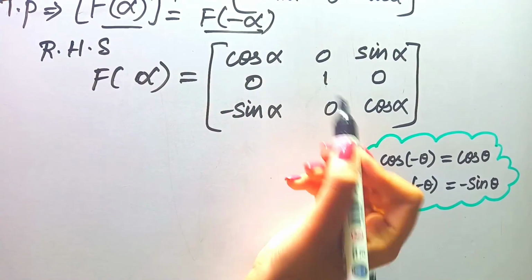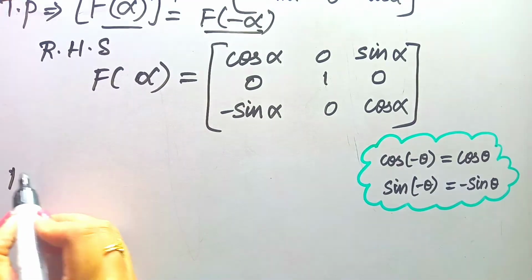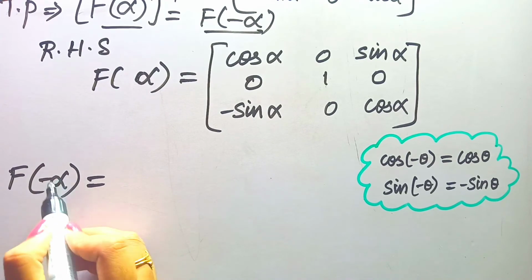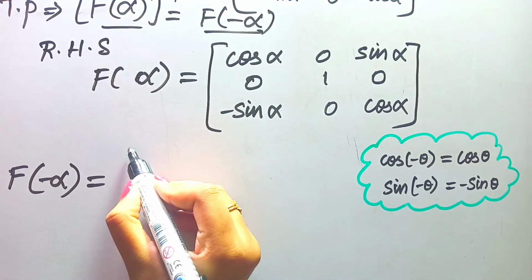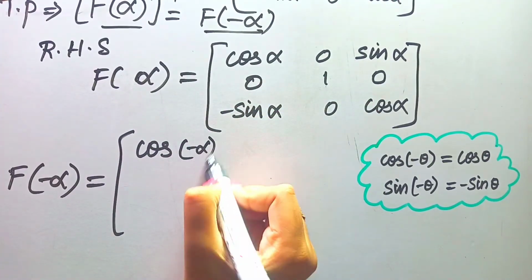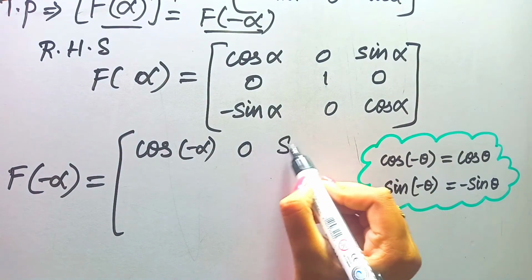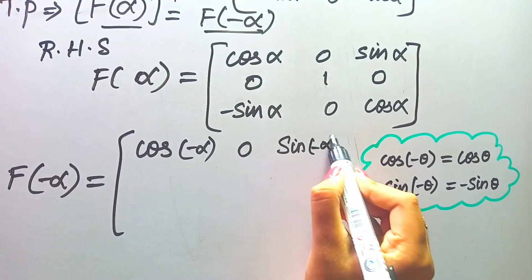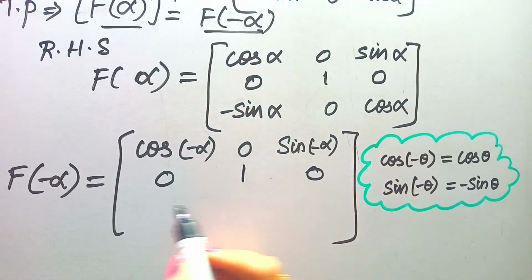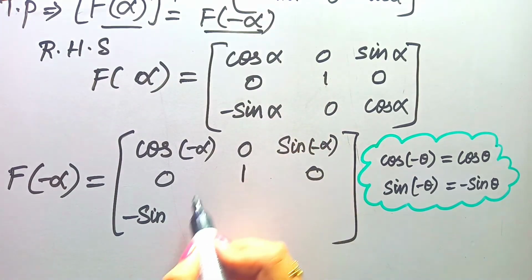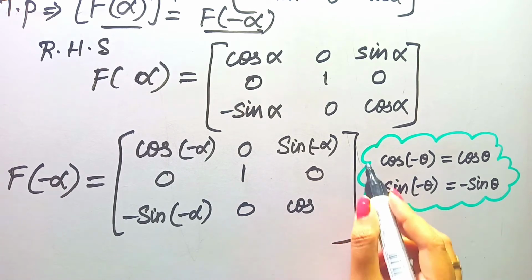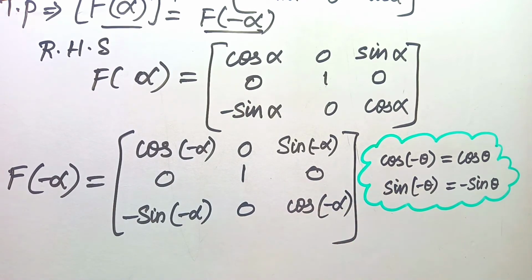So this is our f of alpha, which is given in the question. Now we are going to find f of minus alpha. So what we have to do? We have to substitute minus alpha in the place of alpha. So first here cos, and in the place of alpha you have to substitute minus alpha. Then 0. Then here sin, and in the place of alpha you have to substitute minus alpha. Then 0, 1, 0. Then minus sin, and here in the place of alpha you have to substitute minus alpha, and then here is a 0, then here cos, and in the place of alpha you have to substitute minus alpha.